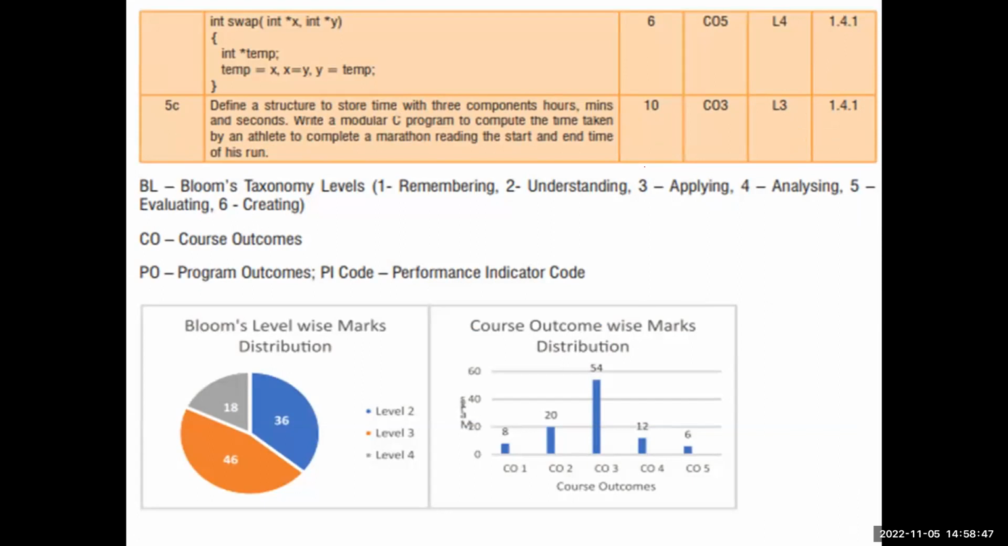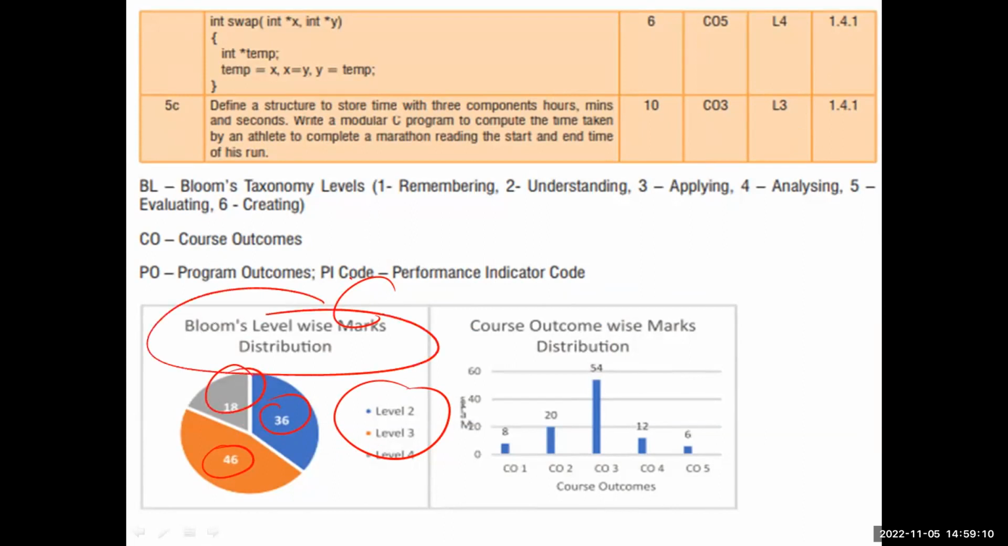So after mapping this, you need to find out the distribution of Bloom's level. You can see that we have used Bloom's level 2, 3, 4 only. So 46% is for level number 3, level number 2 we have 36%, and level 4 was 18%. So this is the Bloom's level wise distribution. Then course outcome wise marks distribution is again very important. CO1 has the weightage of 8 marks only. CO2 has a weightage of 20 marks in this entire question paper I'm talking about, right?